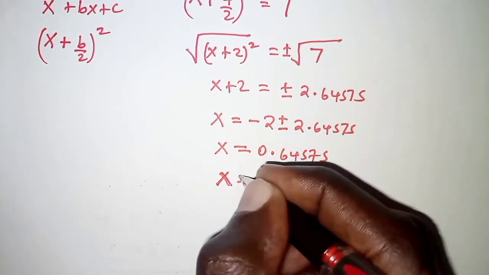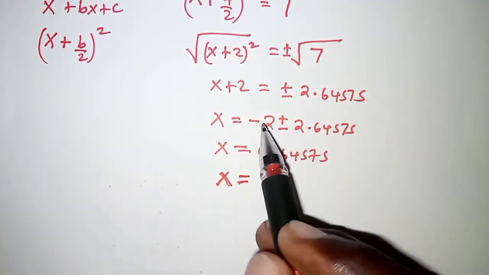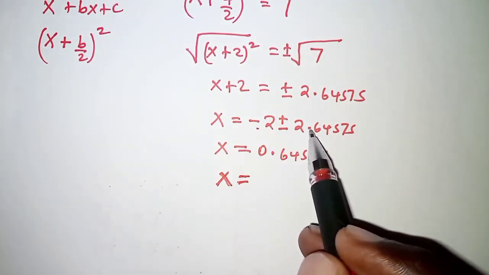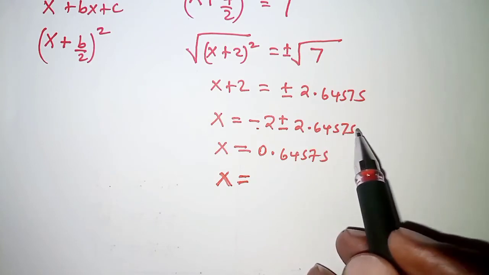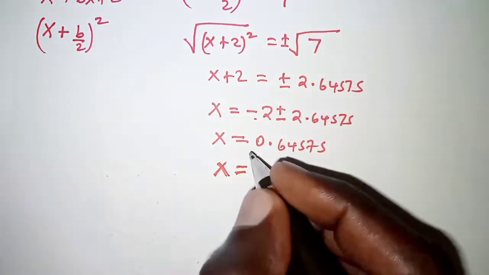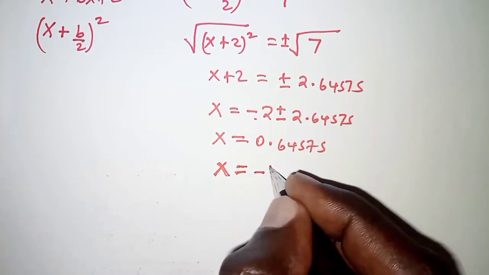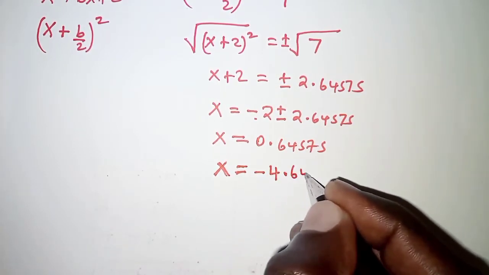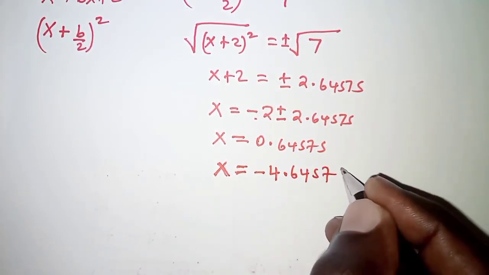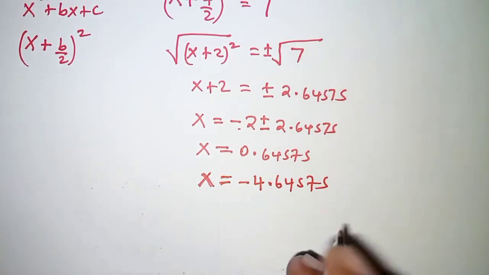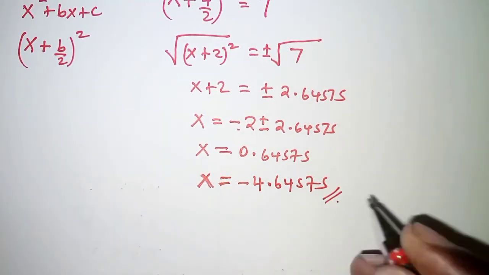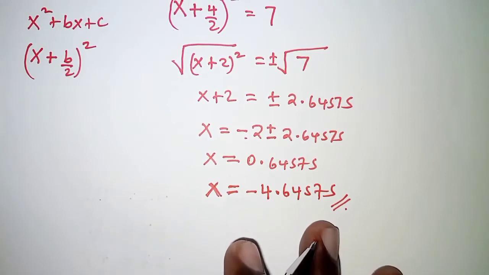So the next value of x we obtain by subtracting, so we have negative 2 minus 2.64575, and that should give us negative 4.64575. And those are the solutions to the quadratic equation.